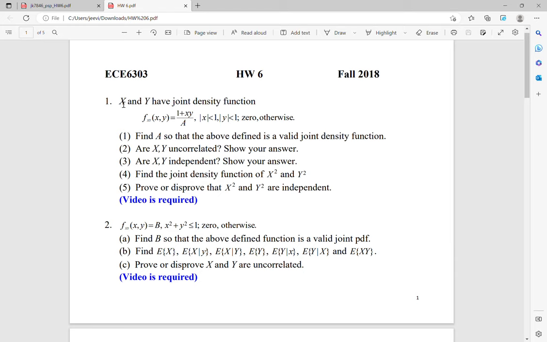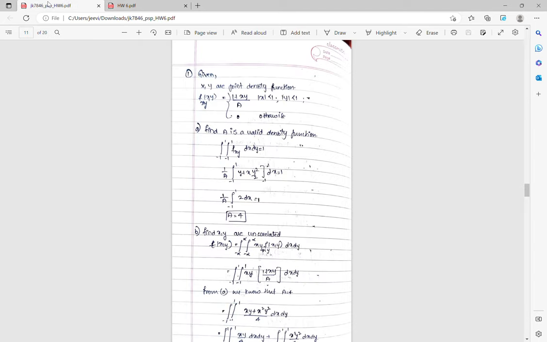It is given that x and y have joint density function, where the probability density function of x comma y is equal to (1 plus xy)/a for |x| less than 1 and |y| less than 1. Otherwise, the probability density function will be equal to 0. Now we're supposed to calculate 5 parts in this question. In the first part, we are supposed to find a, so that the above defined is a valid joint density function. Now let's look at the solving for this question.